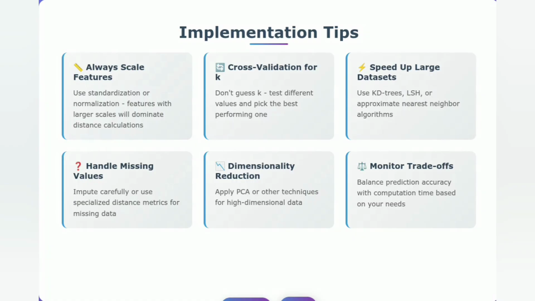For large datasets, consider using approximate nearest neighbor algorithms or data structures like KD trees or LSH to speed up the search process. These can dramatically reduce computation time. Handle missing values carefully. You might need to impute them or use specialized distance metrics that can handle missing data. Also, consider dimensionality reduction techniques like PCA if you're working with high-dimensional data.